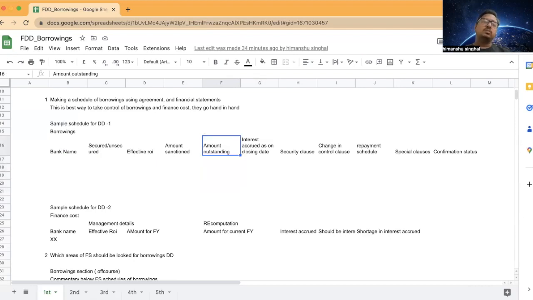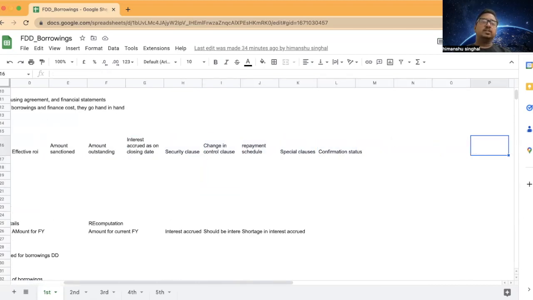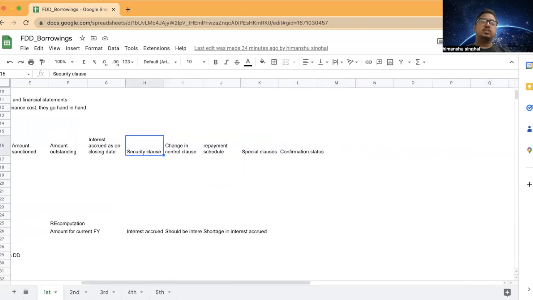Now the second step would be to go through the agreement. In the agreement you will find clauses, for example a security clause, like which items are pledged, then a change in control clause, the repayment schedule, some special clauses, and you should also have a confirmation status. Confirmation status here means that you have been able to check the balance from somewhere. It could be a bank statement, a screenshot of the bank website, or a confirmation.